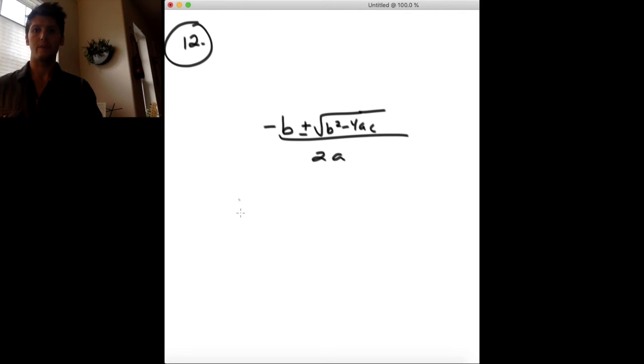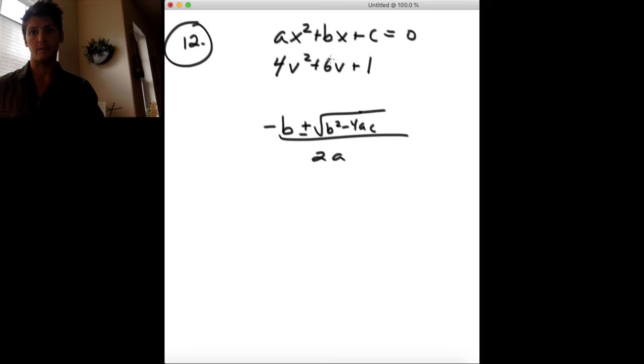So that's based on the idea of standard form. If you can get a parabola, anything with a squared, to look like this, then you're good. In this case, they say 4v squared plus 6v plus 1 equals 0. People will be like, what about the x's and the v's? It's just a variable. It doesn't matter which one it is. So don't let that throw you off. So you just plug this stuff in.